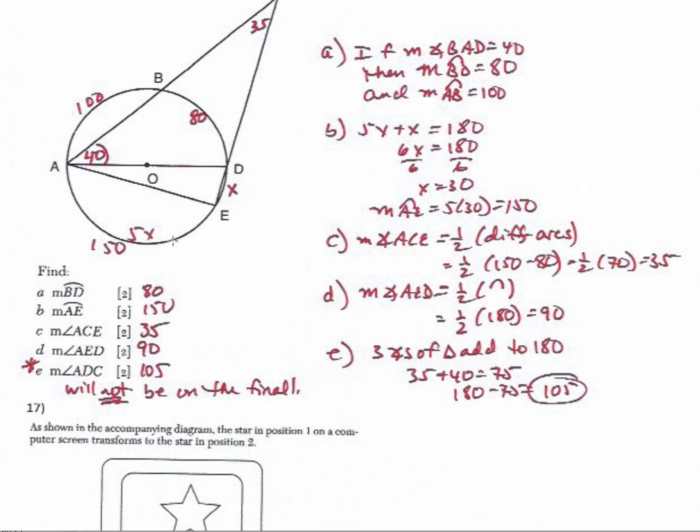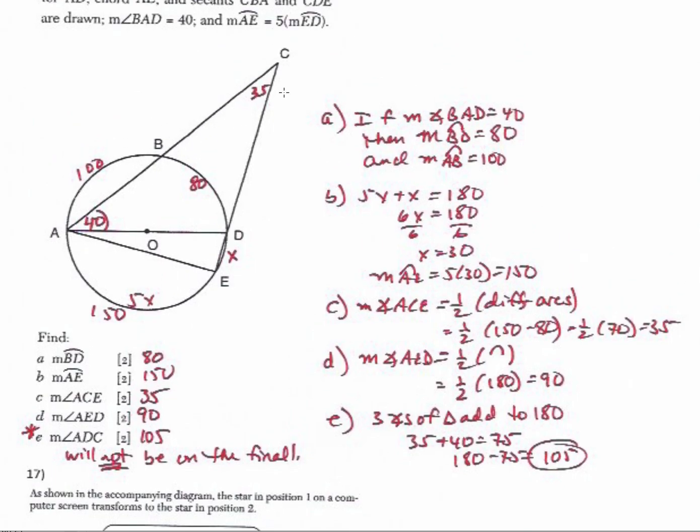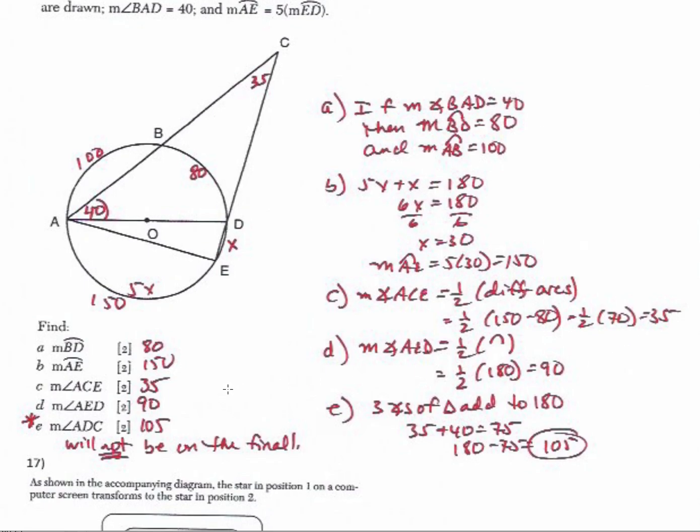Now the measure of angle ACE. Angle ACE is outside the circle. It's made up of two tangents, so it's the difference of the arcs. One arc is 150, the other arc is 80. So I subtract 150 minus 80 and I get 70. Half of 70 is 35. The measure of angle AED, this angle here, that's on the circle, so it's half the intercepted arc, and it intercepts 180 degrees. Half of 180 is 90.